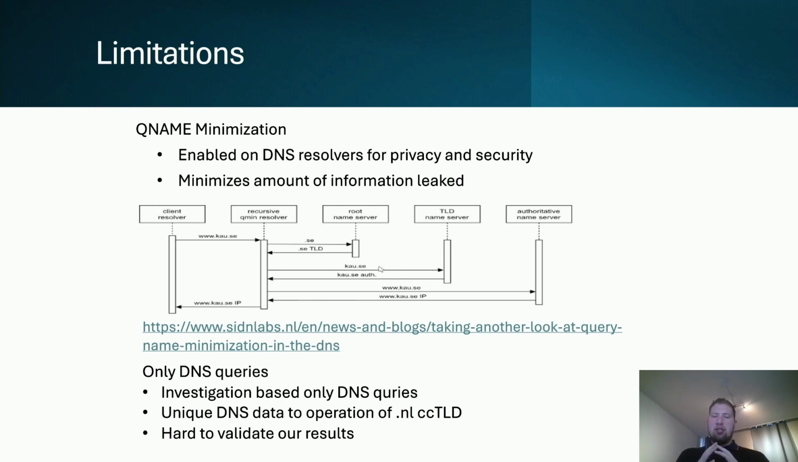The second limitation is that we use only DNS queries and not responses, because this is the basic operation of the .nl ccTLD level. We have only queries, we don't have responses, and for this reason it was hard to validate our results about the DNS tunneling detection.